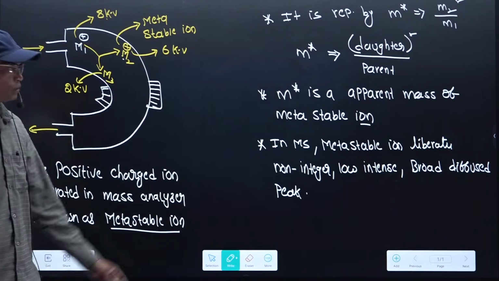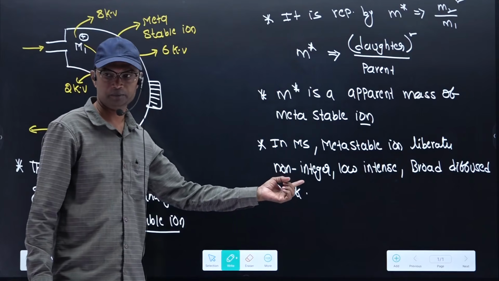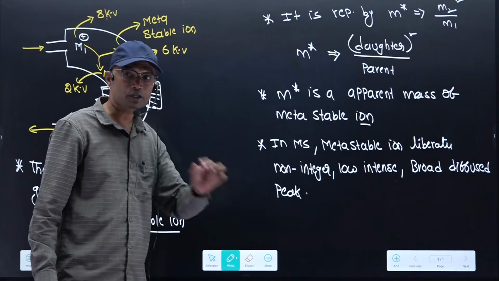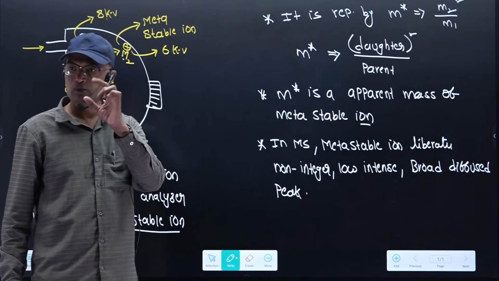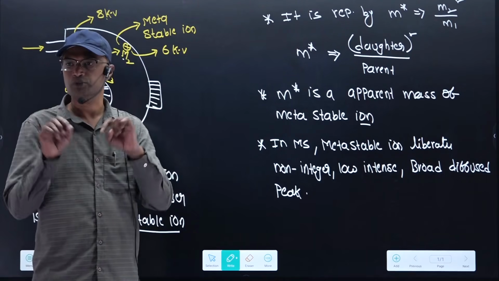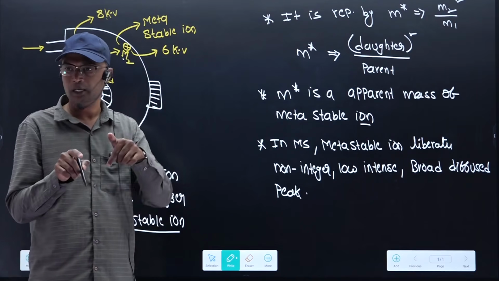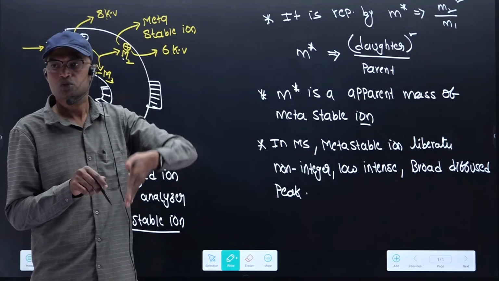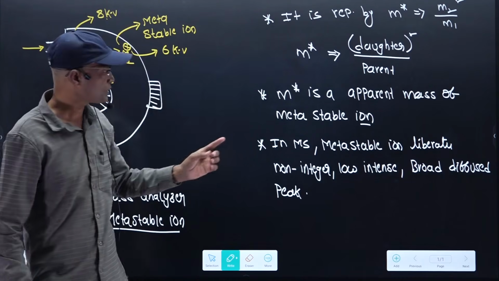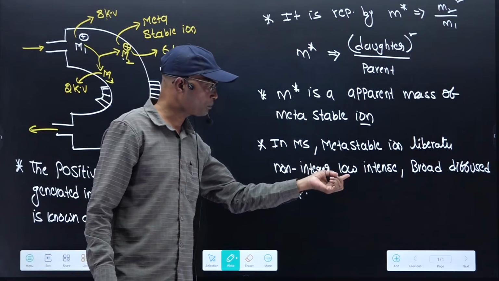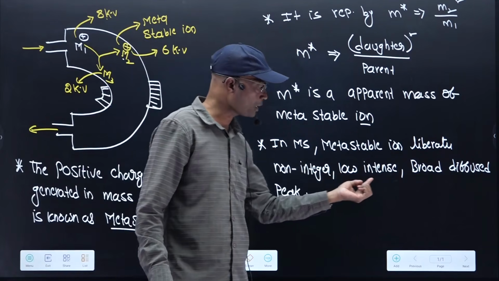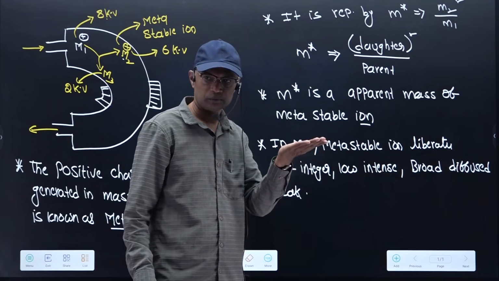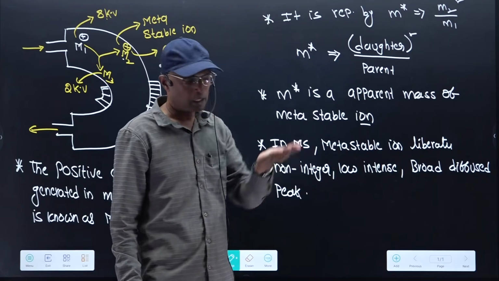Most of the cases you will get a non-integer, but it is not always a non-integer. You will get a fraction, but not always. And your intensity is very less. The peak is not sharp, the peak is diffused. You will get a broad peak, not sharp lines. In mass spectrometry, I represented everything with short lines every time, right? But especially for a metastable ion, the intensity is very poor. The height will be very poor. You will not get an intense ion. The height will be very less.